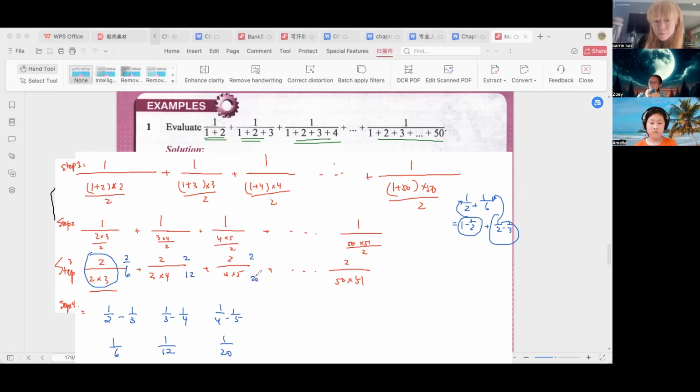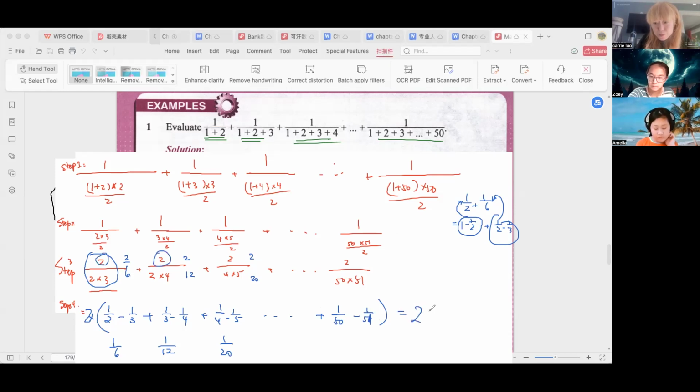What is the pattern? The one you split is not thoroughly wrong. It's just half of what it should be. So what should we do? Very easy. You still do this, but you times 2 outside. You just take this 2 out, then we'll be good.